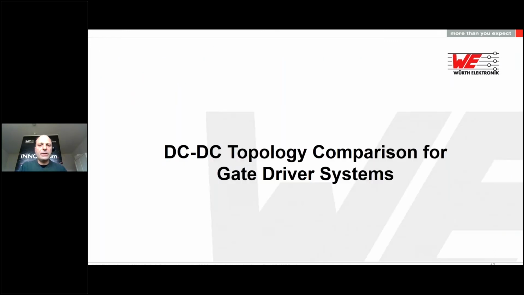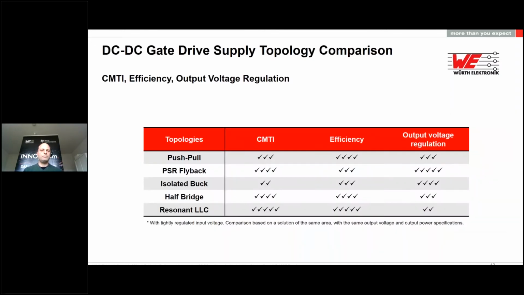Let's make a summary, side-by-side comparison of DC-DC power supply topologies for gate drive systems. Within the topologies that we have discussed, push-pull, flyback, isolated buck, half-bridge, and resonant LLC, if we compare for the same specification of input and output voltages and power levels, and as well for the same size, this table gives a general idea of how they typically perform regarding CMTI, efficiency, and output voltage regulation. Please note that this is just for constant input voltage.